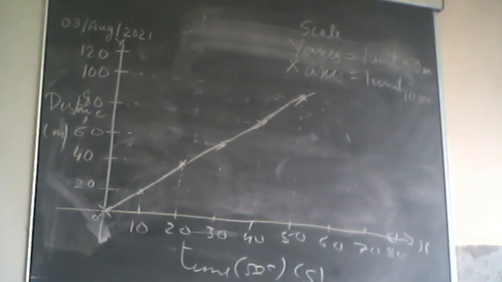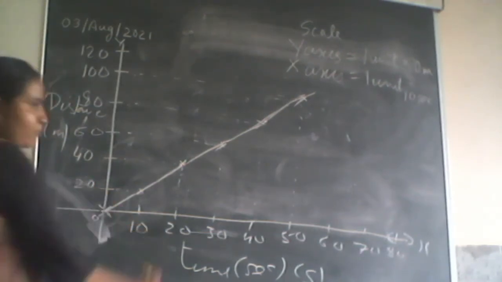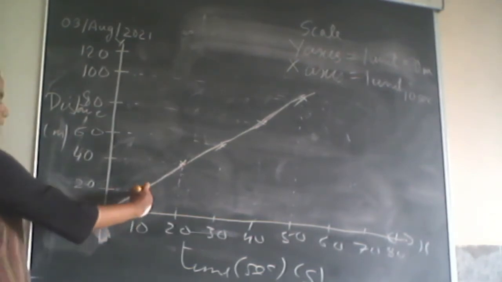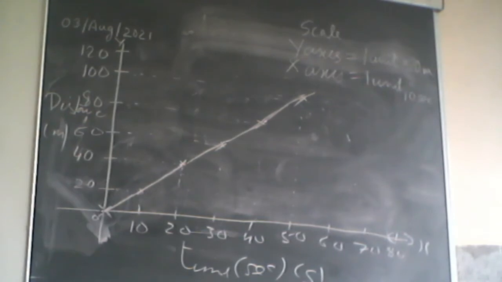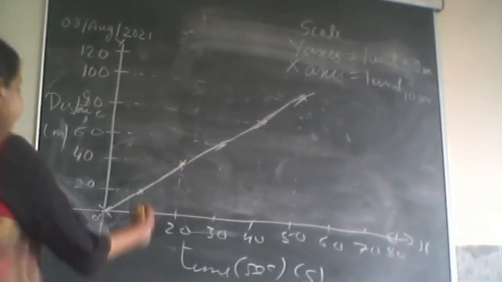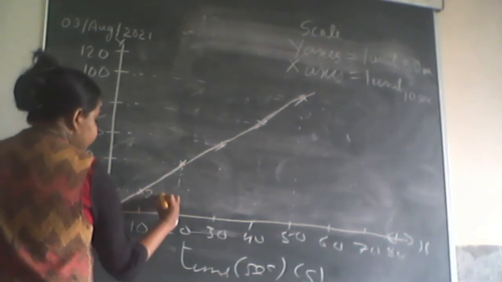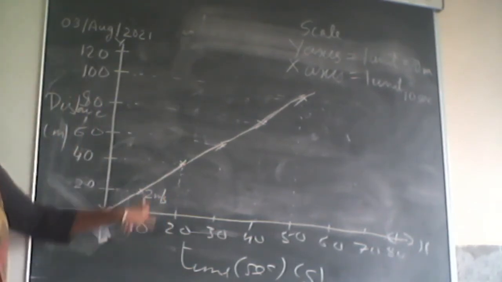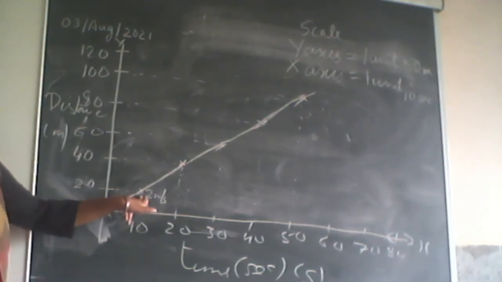20 divided by 10 is how much? This point is 20 divided by 10. It's equal to how much? 2 meters per second. Am I correct or wrong? 20 divided by 10.